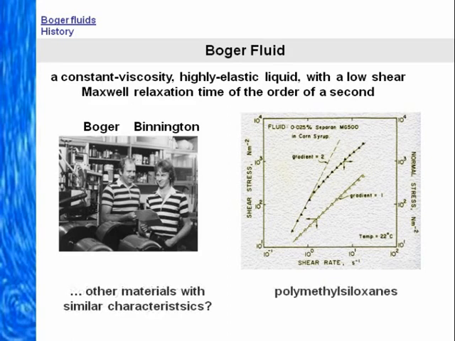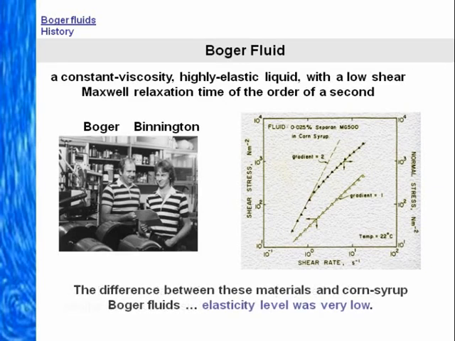We then started to look around to see if there were other materials that exhibited similar characteristics, and as it turned out, the polymethylsiloxanes, I believe they were Dow Corning fluids at that time, also exhibited quadratic normal stress behavior and a shear stress that varied linearly with shear rate. The difference, however, between these materials and the corn syrup-based original Boger fluids is that the elasticity level was very low.